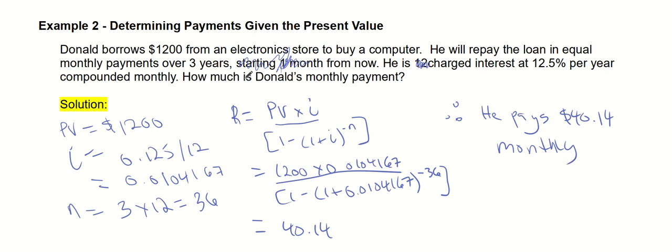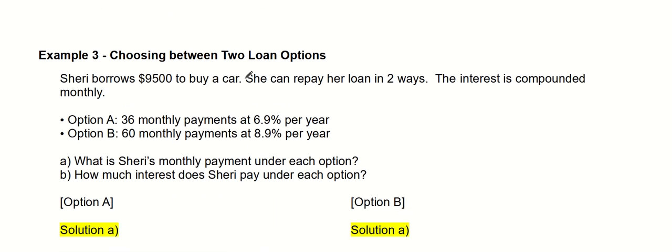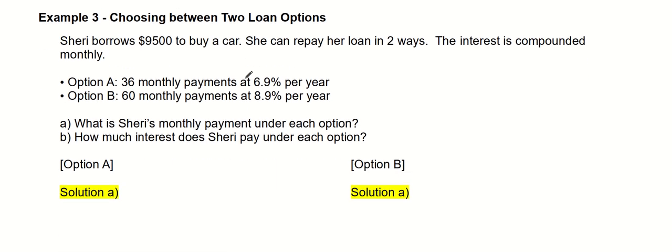Okay, let's look at the last problem. Here we go. Okay, so we determine what type of problem it is. Sherry borrows. Okay, so she's borrowing money. So that immediately tells me that's a future payment problem. And it says that she can repay her loan in two ways. The interest is compounded monthly. Okay, and then it gives you option A and option B. So this is another future payment problem here, I believe, because she's borrowing money.